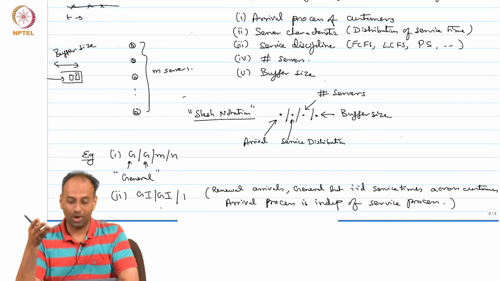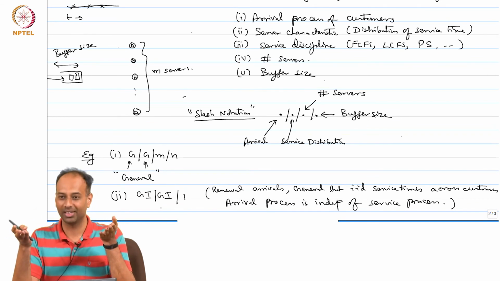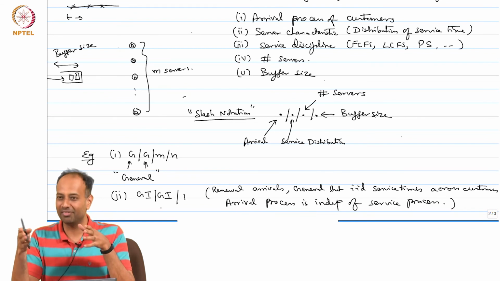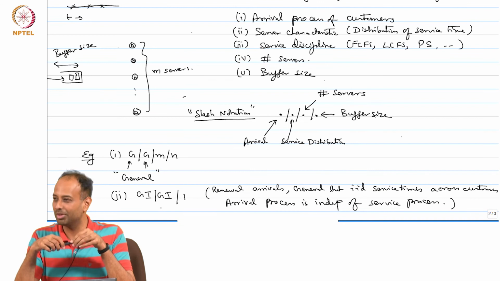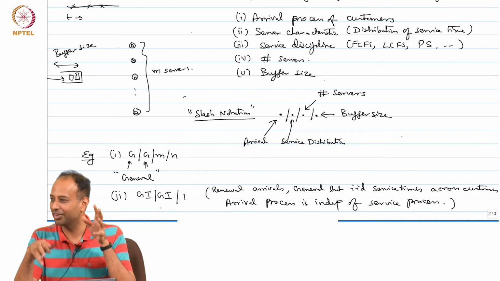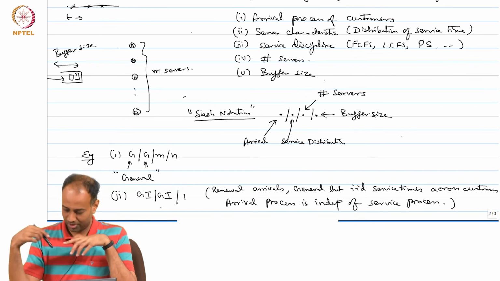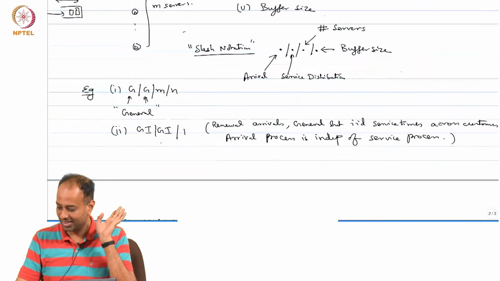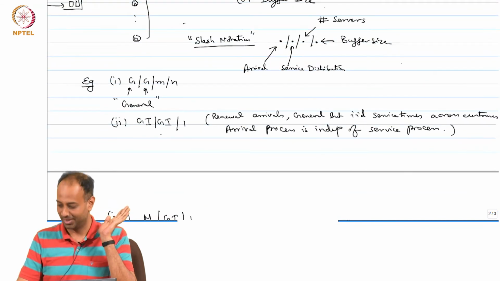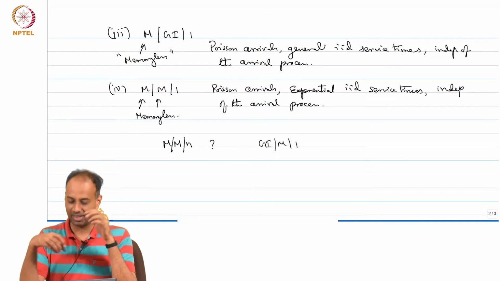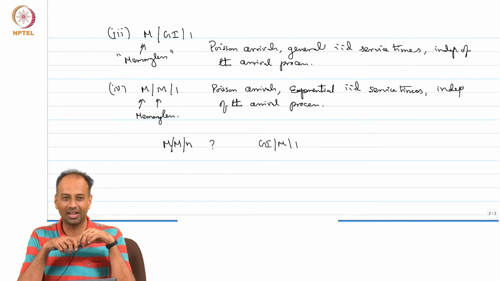So, if you want to study call centers properly, MMN where all the servers are identical is a good first order model maybe, but you should really be considering heterogeneous servers and all that, right. Good. So, all I have said is that there is some notation, okay, and from now on if I tell you what a MG1 or MGN is, you know what I am talking about, that is all.